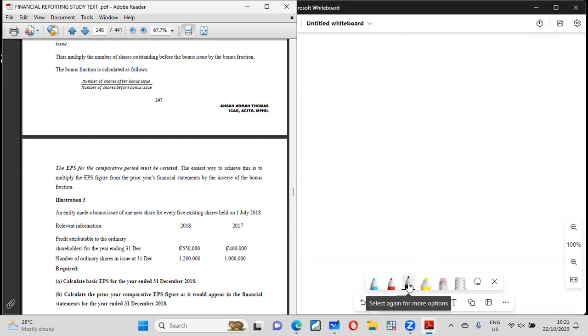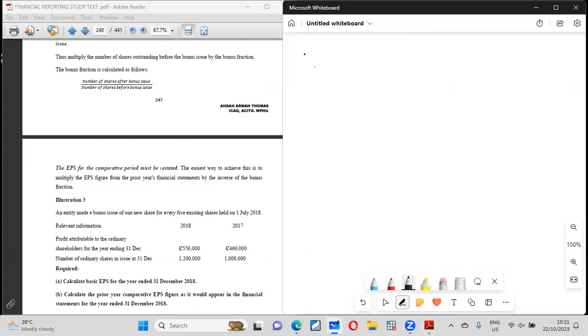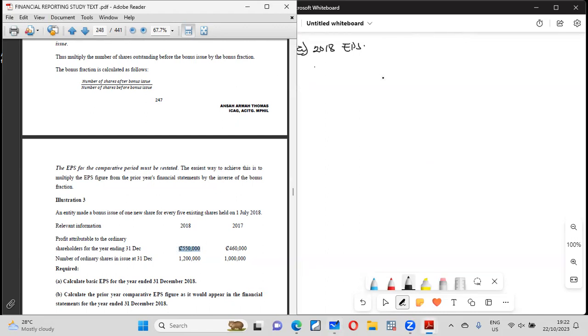All right. So now let's do our 2018 earnings per share. We already know the formula. So it's the earnings attributable to the ordinary shareholders over the weighted average number of shares. All right. So that said, what is the weighted average number of shares? For the earnings, we do know is 550. But what is the weighted average number of shares?